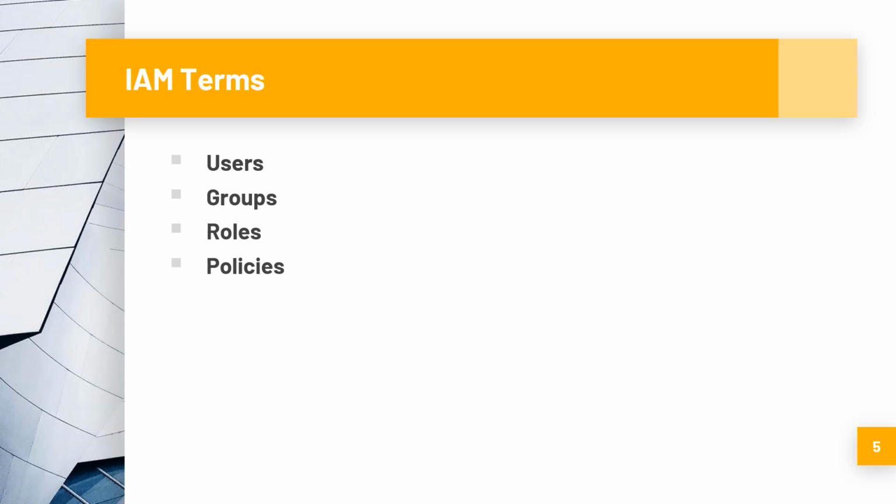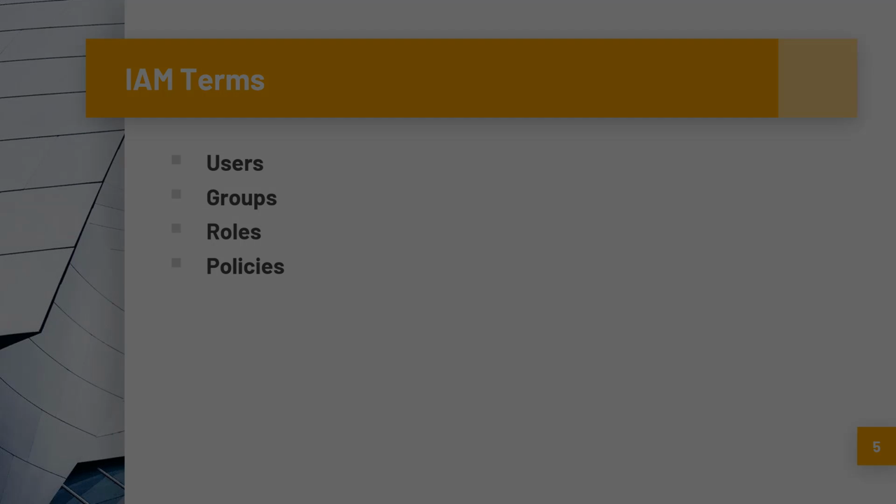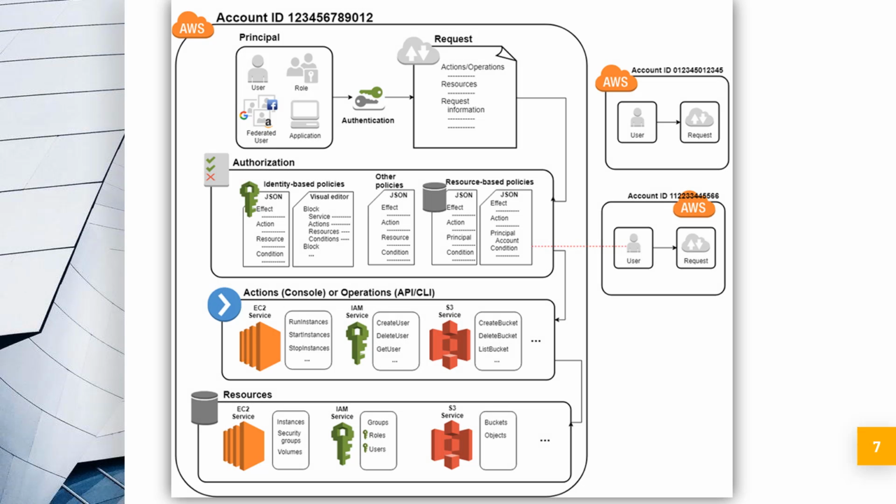Let's look at some IAM terms. So you have users, you have groups, you have roles, and then you have policies. So these are all the infrastructure elements that IAM has. And if you look at it, this is IAM for a specific AWS account. So you see that an account ID is already defined over here. The principal over here means a user, a federated user, a role, or an application. This is your principal. And then it is authenticating.